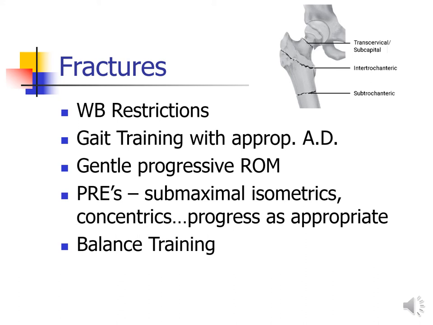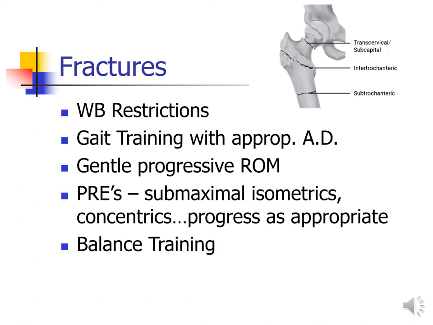We've already talked about total hip rehab. The bottom line here is that with any type of fracture that we're dealing with surgical repair, we always want to talk to the surgeon to determine are there any weight-bearing restrictions. And if there are, we want to follow those and make sure that we give the individual the appropriate assistive device to manage their gait.